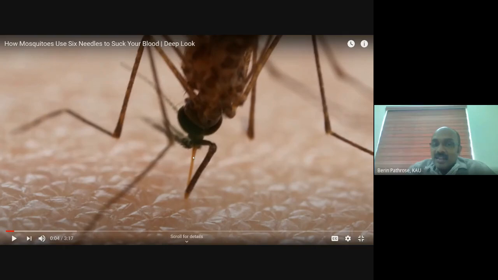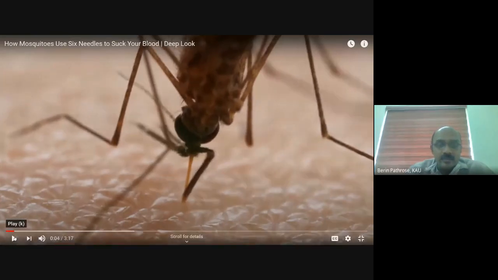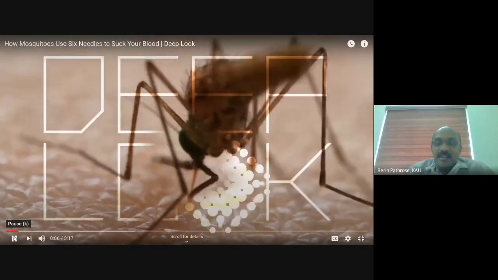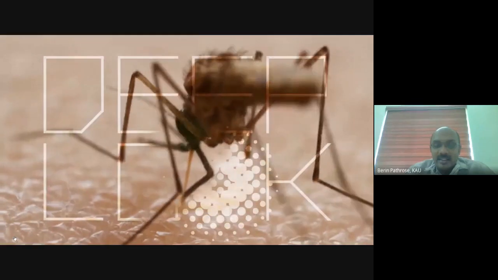Once the stylets appear, this proboscis slightly bends, and the stylets are pierced into the human skin. These are the stylets, all these six. See how it pierces deep into the skin.